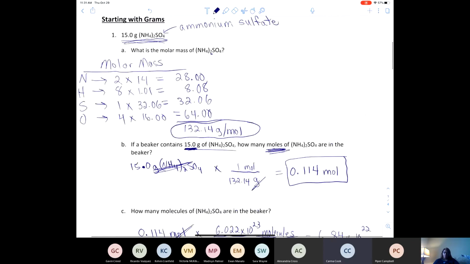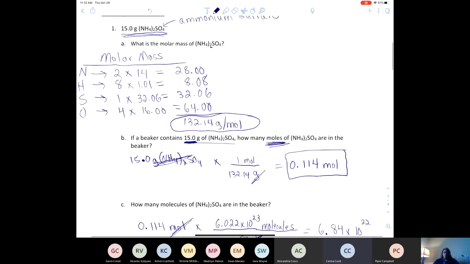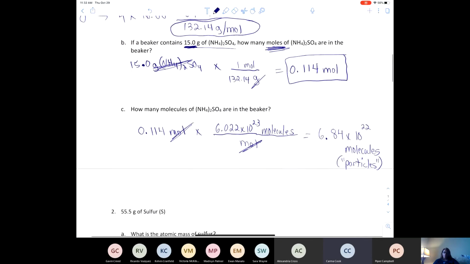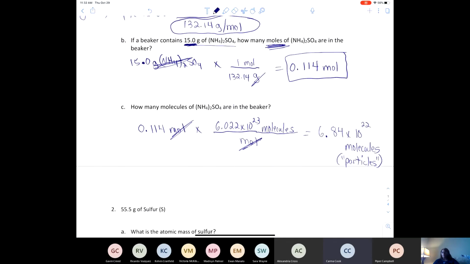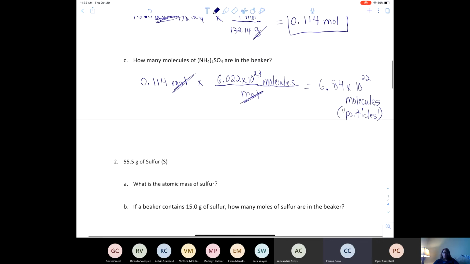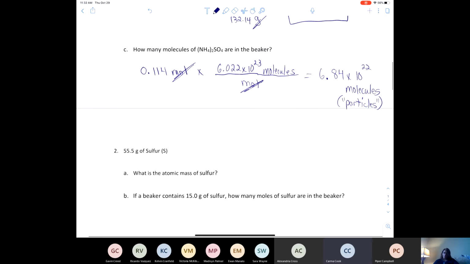So that's one type of calculation that you'll have to do, starting with grams, determine the molar mass for the compound, or if it's an element, look on the periodic table and find its atomic mass, and then using that atomic mass or molar mass as a conversion factor, convert the grams to moles, and then convert those moles into particles.